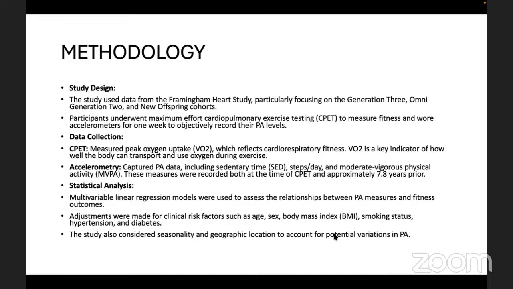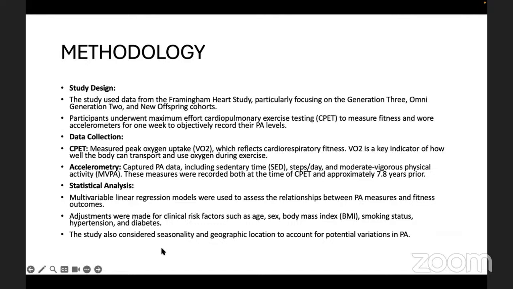So the data collection for the cardiopulmonary exercise test measured the peak oxygen uptake, which reflects the cardiorespiratory fitness, a key indicator of how well the body can transport and use oxygen during exercise. And this VO2 is going to continue with us because it's the main measure of cardiorespiratory fitness. The accelerometer, as I mentioned, captures the physical activity data, including the sedentary time, the steps per day, and the moderate vigorous physical activity. So we have 3 types of physical activity, which we are going to observe during those 8 years of the cohort study.